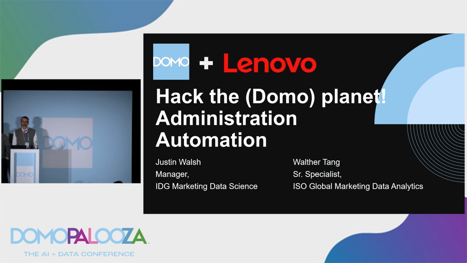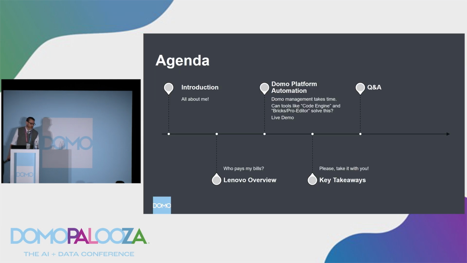What we're going to be talking about is hacking Domo: administration automation. One of the major things we know with Domo is that it's a wonderful tool. It has a lot of different things it can do. It's an entire platform, not just simply a visualization tool. But we know with that comes effort, and a lot of it is administrative effort. So we're going to be going through that today and how we can automate it.